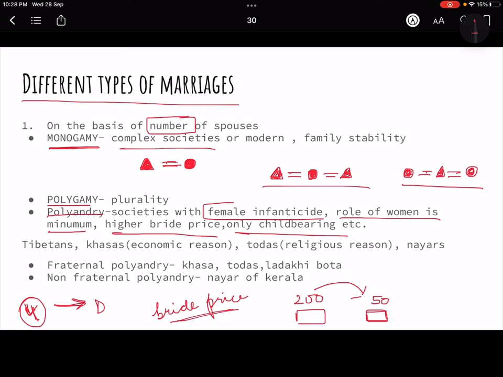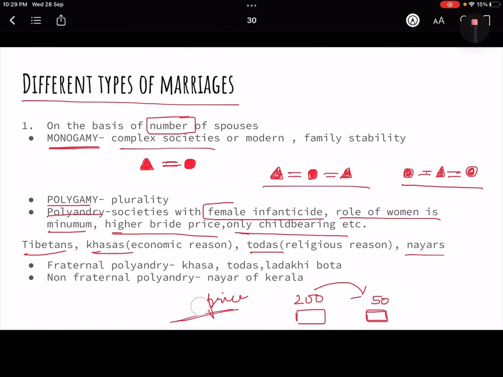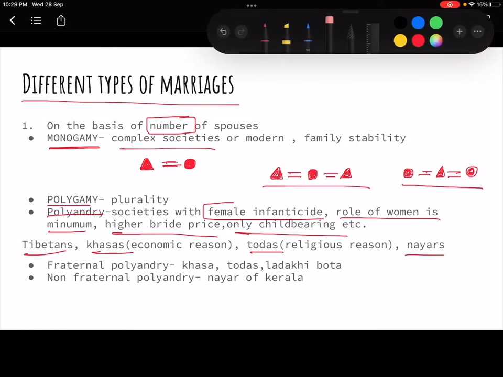And if you need examples, there are the Tibetans, Khasas, Todas, and Nayars. For different tribes, the reasons are different. For example, Tibetans live on high land, that means they live in hilly areas, where agricultural production is not that much, because they live in hills and there is not so much land available.